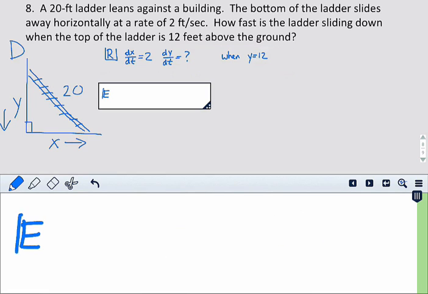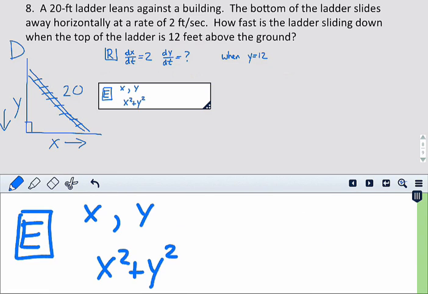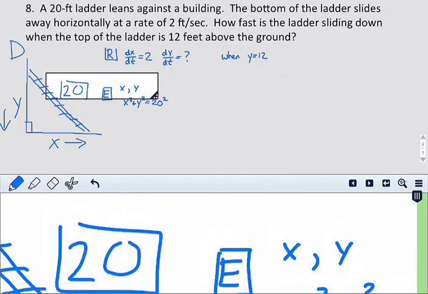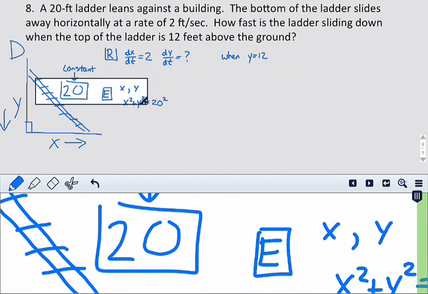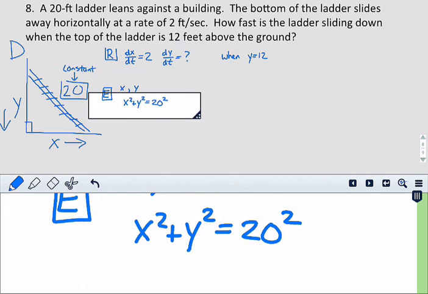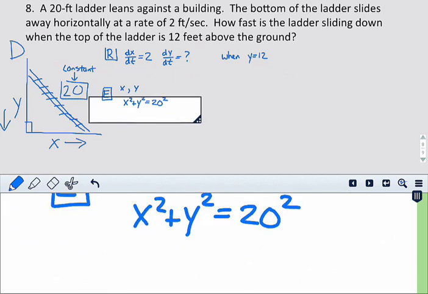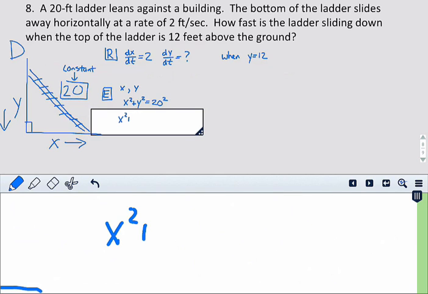Next, let's go ahead and find our equation. And we want to be able to come up with an equation with x's and y's in it. And so we can actually use the Pythagorean theorem here. So x squared plus y squared equals 20 squared. And you'll notice that 20 is constant because the length of the ladder is not changing. So when you write your equation, just go ahead and plug your constants in, things that never change. If it is changing, like the x and the y, then you leave that as a variable. Okay, so we can simplify this a little bit. We get x squared plus y squared equals 400.